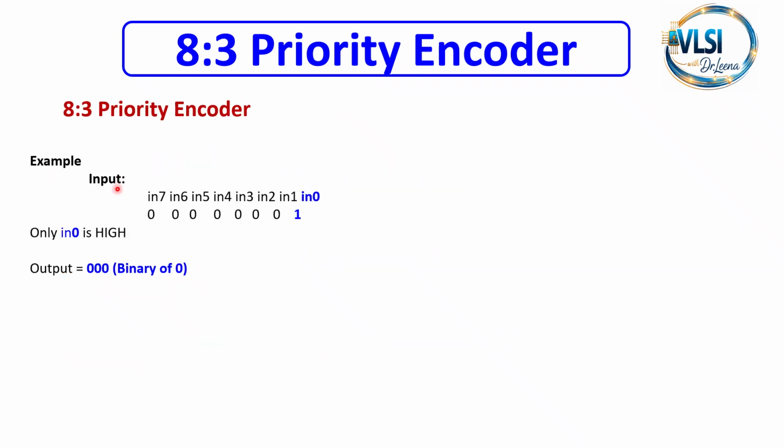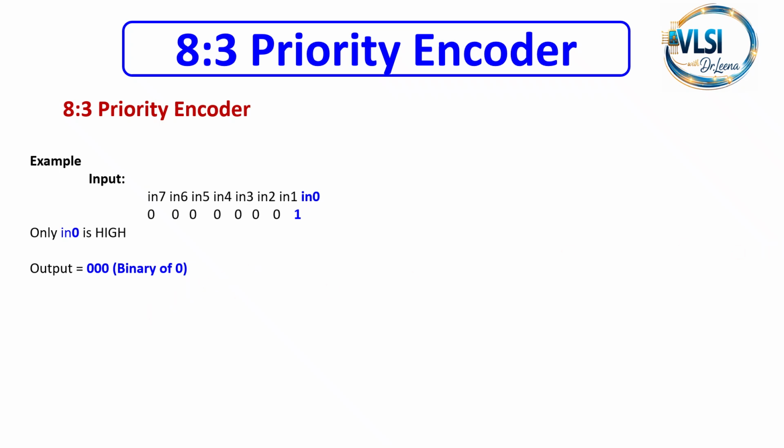Let's see the first example, that is IN0, IN1, 2, 3, 4, 5, 6, 7. These are all the inputs we are giving. See, in the inputs, IN0 is high. That is, only IN0 is active, and the output is 0, 0, 0, the binary value of 0. So it first checks which one is active. If only one is active, it takes it as the higher priority one and gives the output.